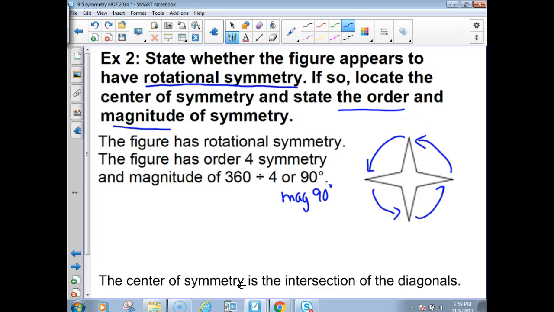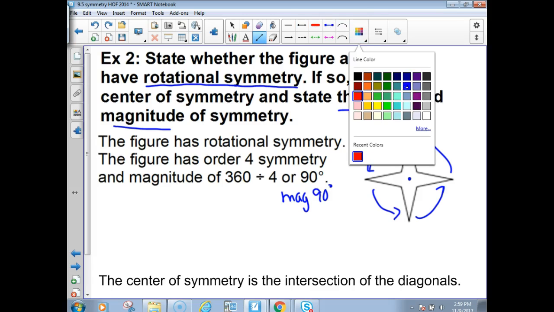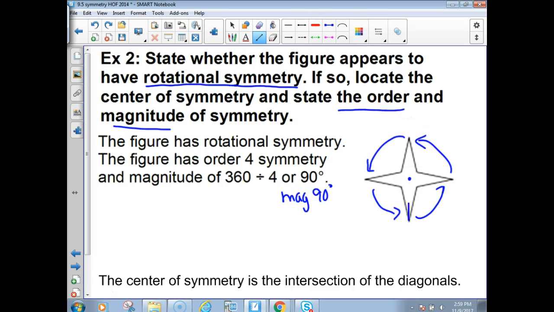Now I can show you the center of the symmetry. You might guess that it's right there. The reason it's right there is if you drew in the diagonals, and the diagonals go from a corner to an opposite corner, we would pass right through that center. That's the center of rotation. You can find it by drawing in the diagonals.